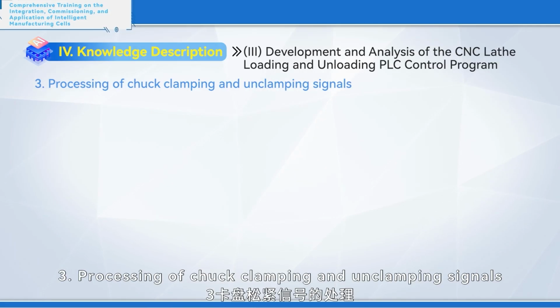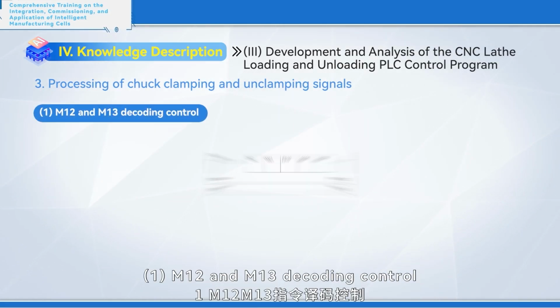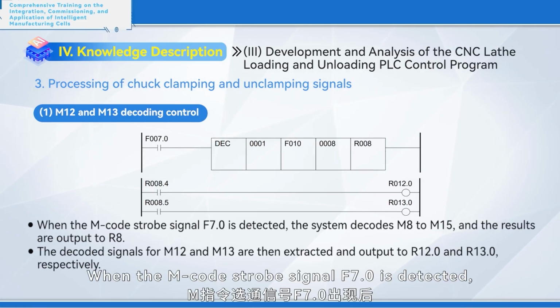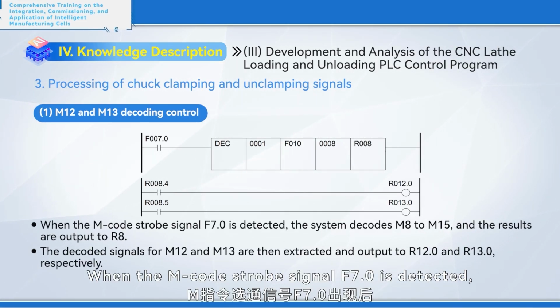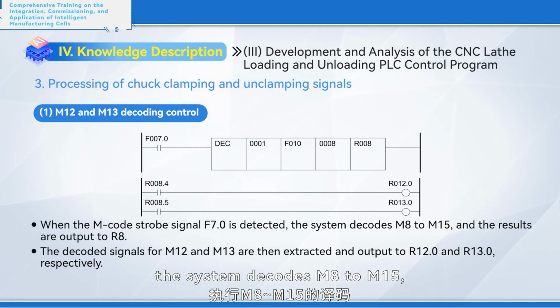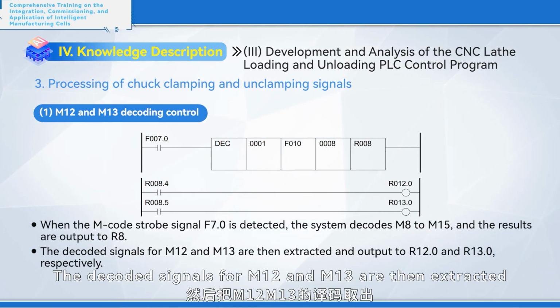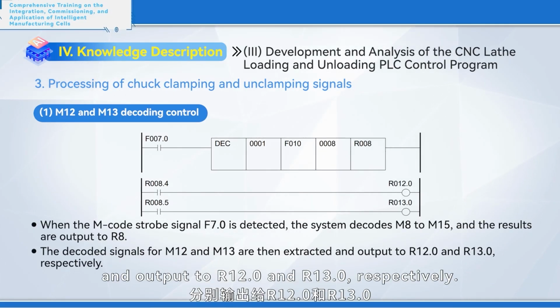3. Processing of chuck clamping and unclamping signals. 1. M12 and M13 decoding control. When the M-code strobe signal F7.0 is detected, the system decodes M8 to M15, and the results are output to R8. The decoded signals for M12 and M13 are then extracted and output to R12.0 and R13.0, respectively.